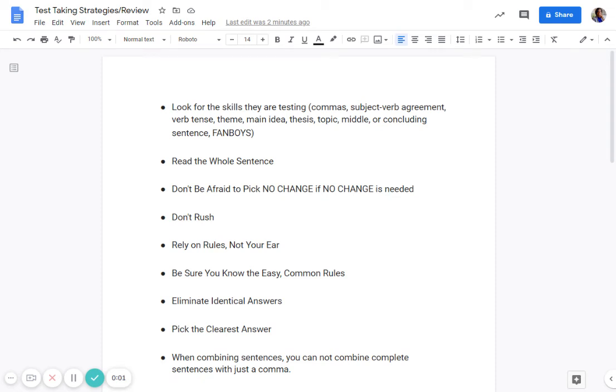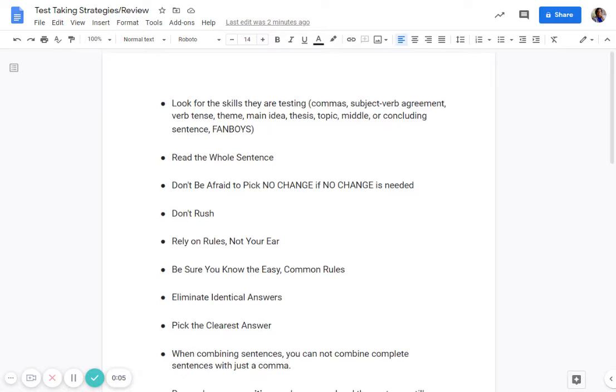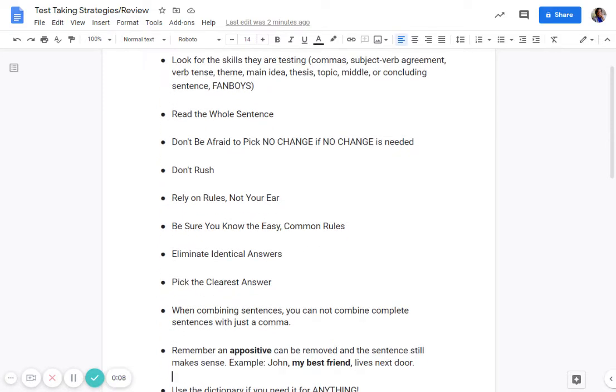Good afternoon, guys. I just wanted to provide you with some test taking strategies and some review for your upcoming district assessment, and we'll just go over each of these bullet points together.